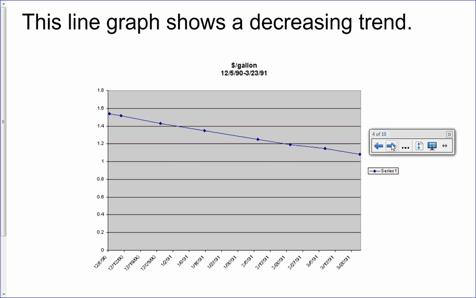This line graph shows a decreasing trend. So we're seeing the opposite. We have a vertical line that is descending, going down, the further we move to the right on the graph.